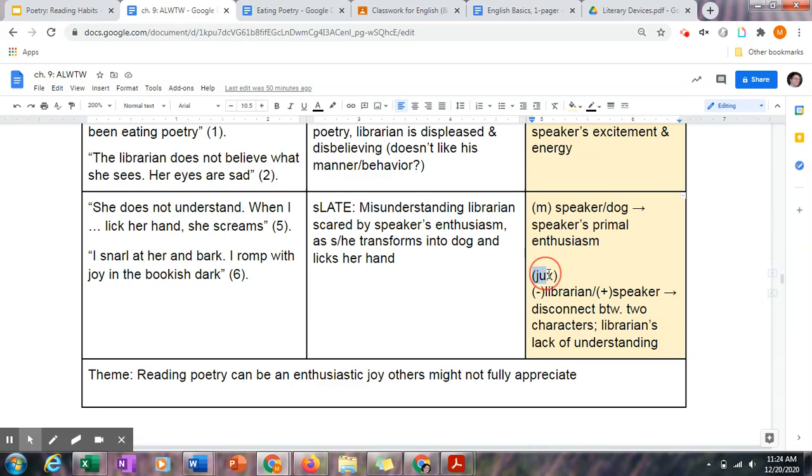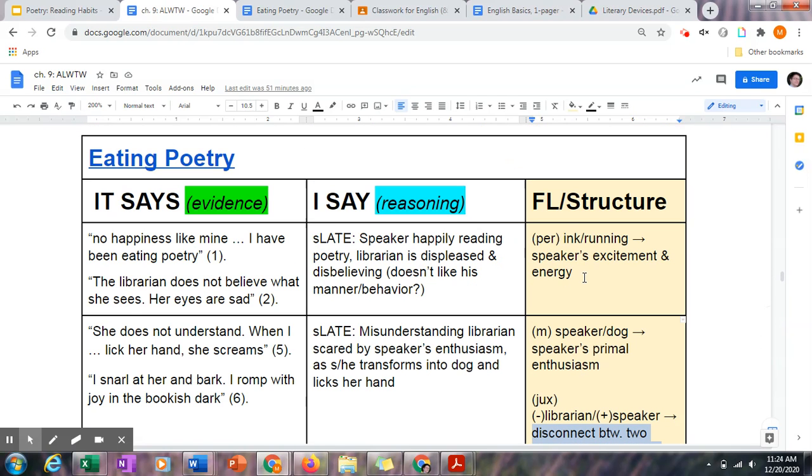Lastly, juxtaposition. That's a structure move. That means comparing two unlike things side by side. So sort of the negativity, fearfulness of the librarian with the positivity, joy, and enthusiasm of the speaker. Why did the author place these two different things side by side? I think it reveals the disconnect between these two characters, how they're different, and the librarian's lack of understanding. Okay, I've finished my figurative notes.